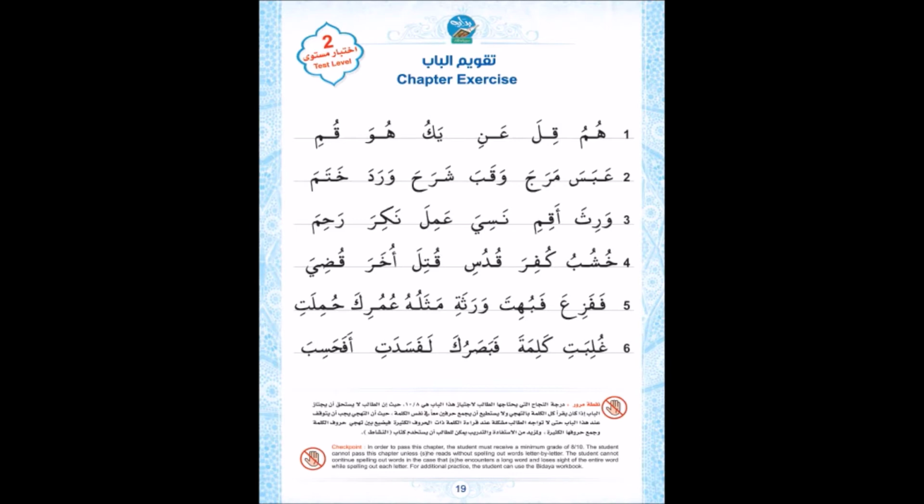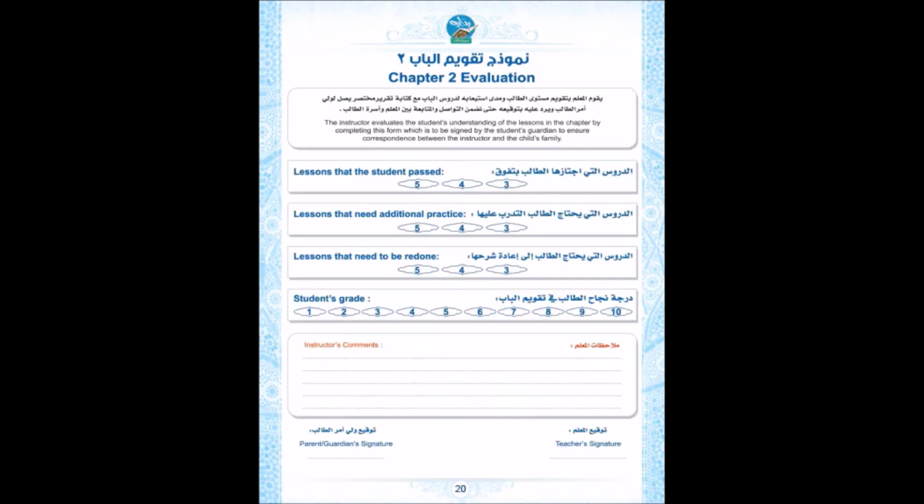And of course, after completing this assessment, the student can be evaluated in the chapter 2 evaluation. As we mentioned before, this is the main form of communication with the student's parents, because most of the work takes place in class as well as in the home. So it's necessary for the parents to know which lessons the student passed, which lessons the student needs additional practice on, and which lessons the student needs to redo.